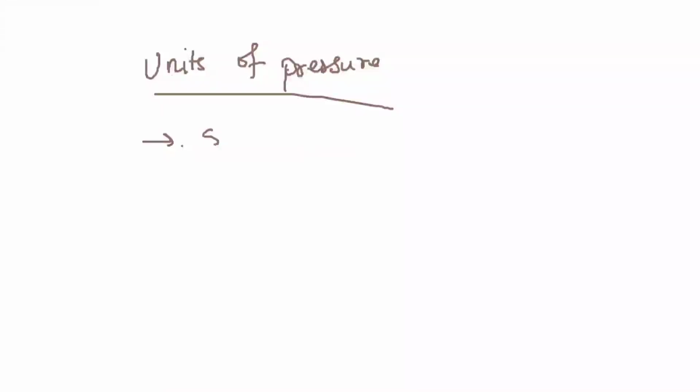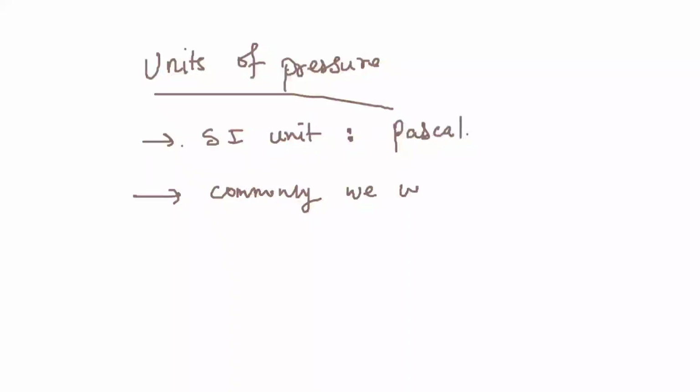First point in this, that SI unit is Pascal. Commonly we use ATM, atmospheric pressure, and 1 ATM is equal to 1.01 into 10 power 5 Pascal. Okay, 1 ATM is equal to 1.01 into 10 power 5 Pascal.